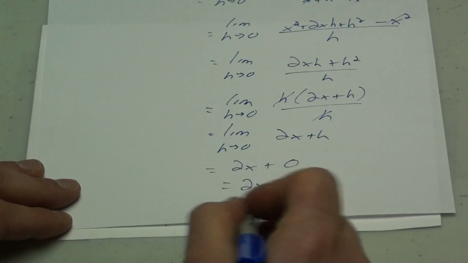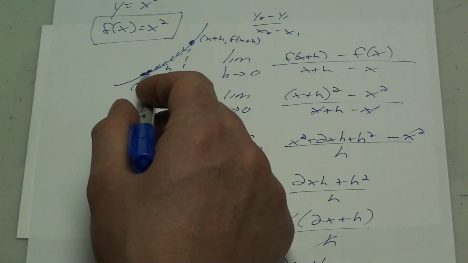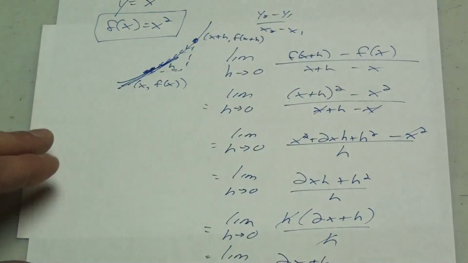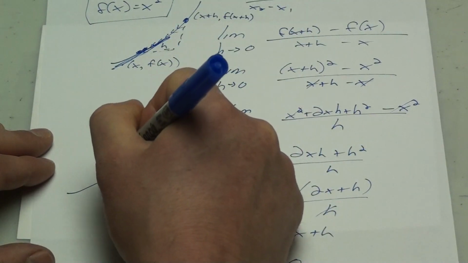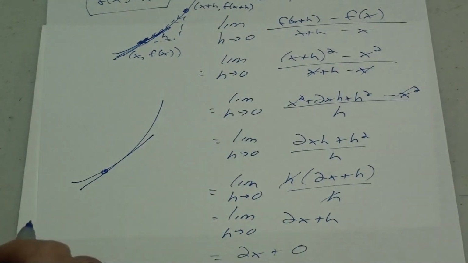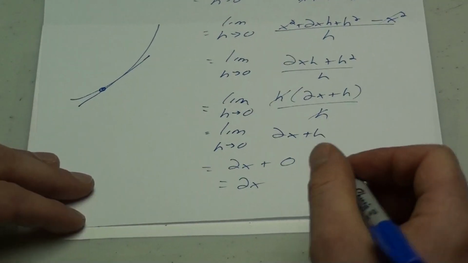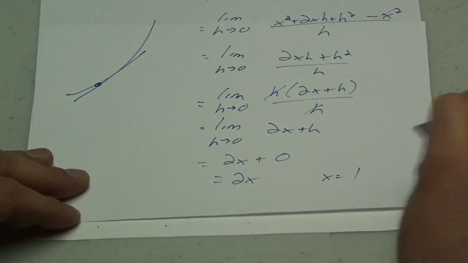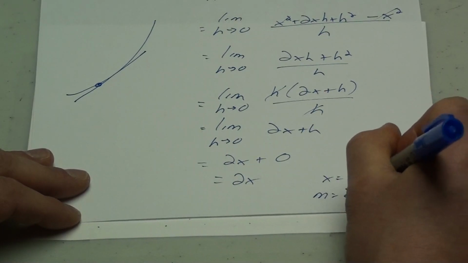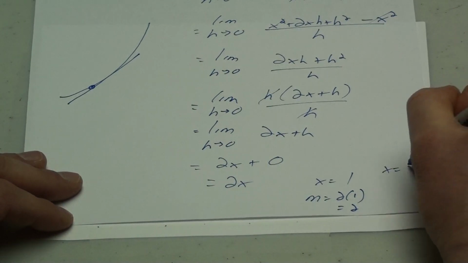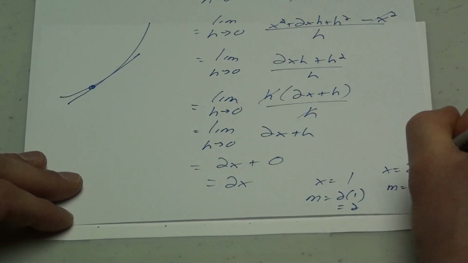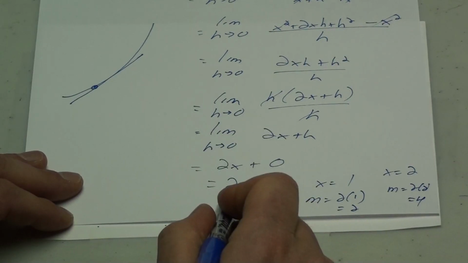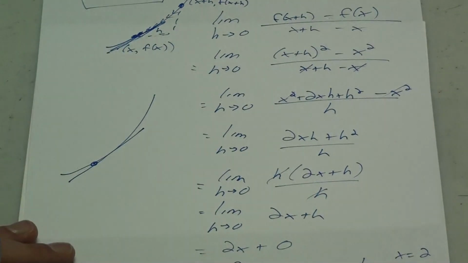What I have here is an equation for the instantaneous slope of a tangent at any point along this curve. So it'll tell me the slope of a tangent. Now I can change my x value. If I want to know what the slope is when x equals 1, my slope is going to equal 2 times 1, which is 2. I can say x equals 2, and my slope is going to equal 2 times 2, which is 4. This is an equation that tells me the instantaneous slope at any point along that curve.